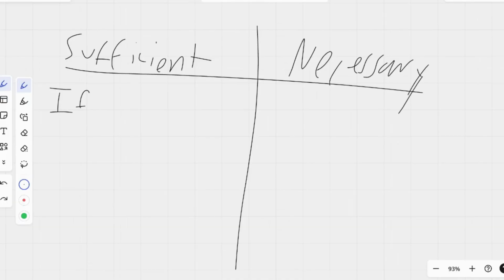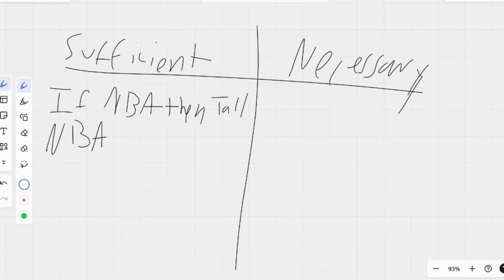So let's use the same example. If you're in the NBA, then you're tall. Everyone who is in the NBA, we can automatically conclude that they are tall. But there might be a bunch of people that are tall that aren't in the NBA, right? Being in the NBA isn't necessary to being tall. It's just going to guarantee that you are tall.